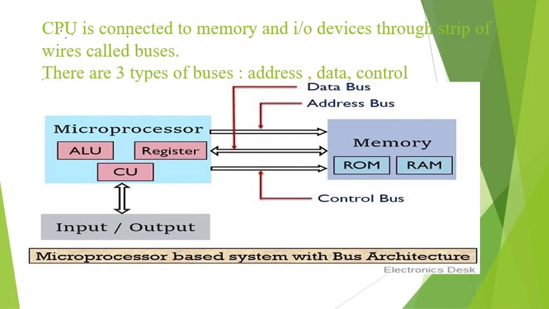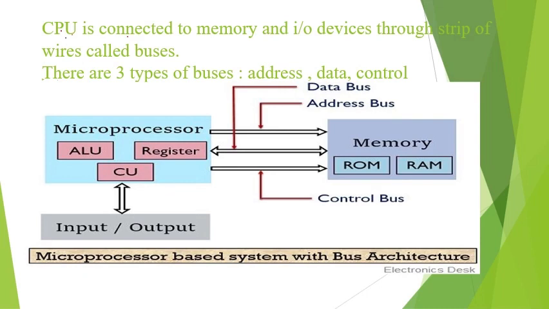Address bus: we know that all the programs and data are stored in memory. They have their own unique address. The address bus is used to identify the memory location of the data which we want to work on. The address bus is 16-bit. Each data has a 16-bit address.